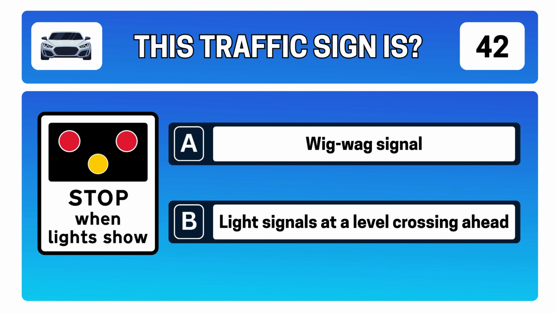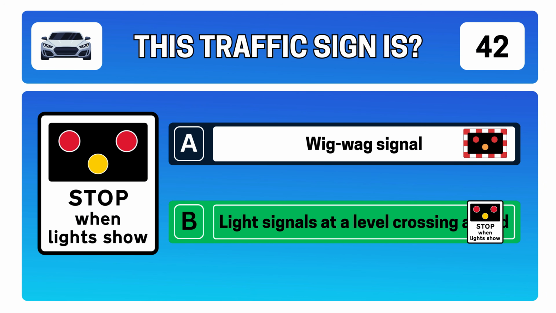This traffic sign is A. Wigwag signal. B. Light signals at a level crossing ahead. Nicely done. That is the light signals at a level crossing ahead sign.